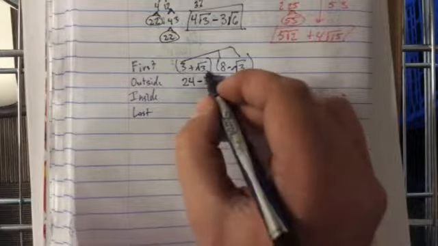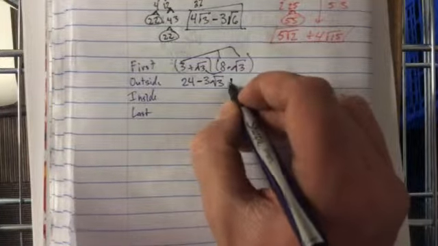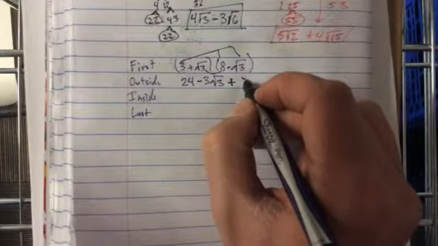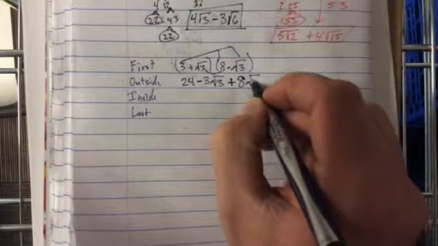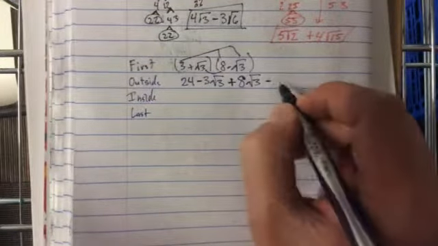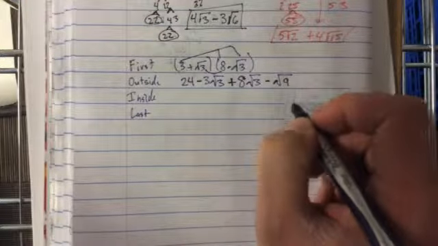Negative 3 square root of 3. Inside, 3 square root of 3 times 8 is 8 square root of 3. Square root of 3 times the negative square root of 3 is? Negative square root of 9.